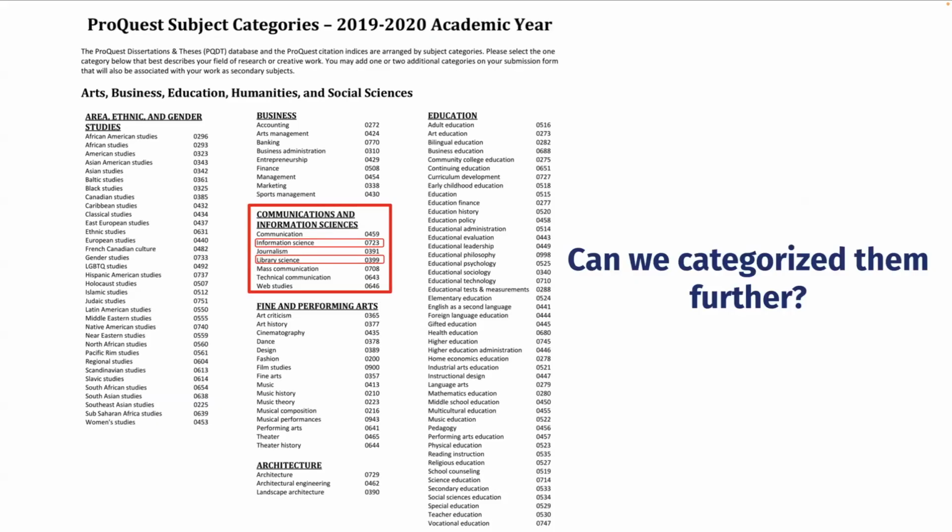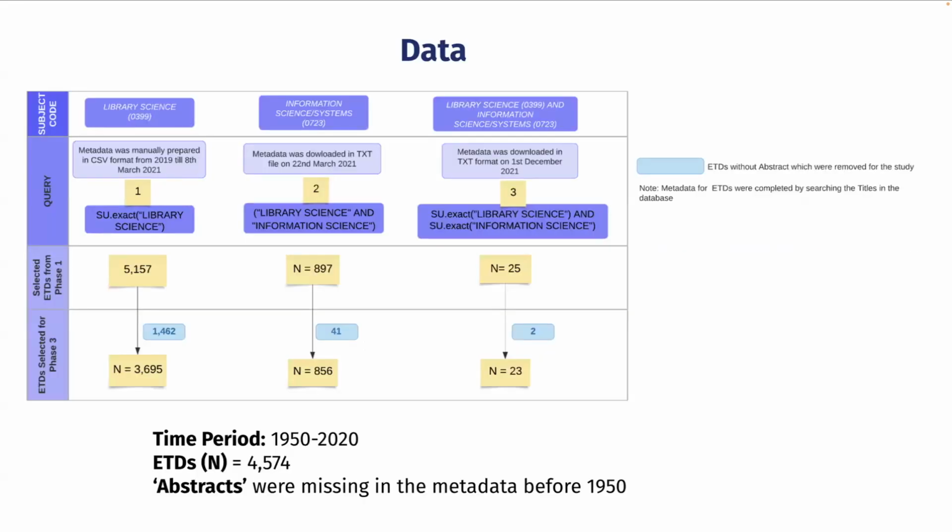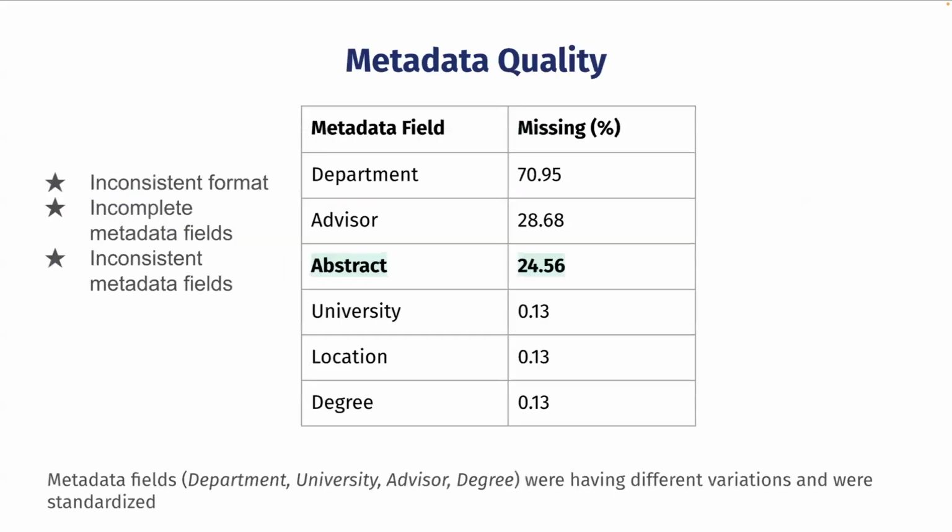So PQDT has a subject category. Can we even categorize them further, right? So are there only 2 subject categories in which we can classify the theses from library and information studies? My data was from 1950 to 2020, in which I retrieved 4,574 theses from the PQDT database. So the metadata quality of the theses wasn't that great. They had inconsistent formats and incomplete metadata fields.